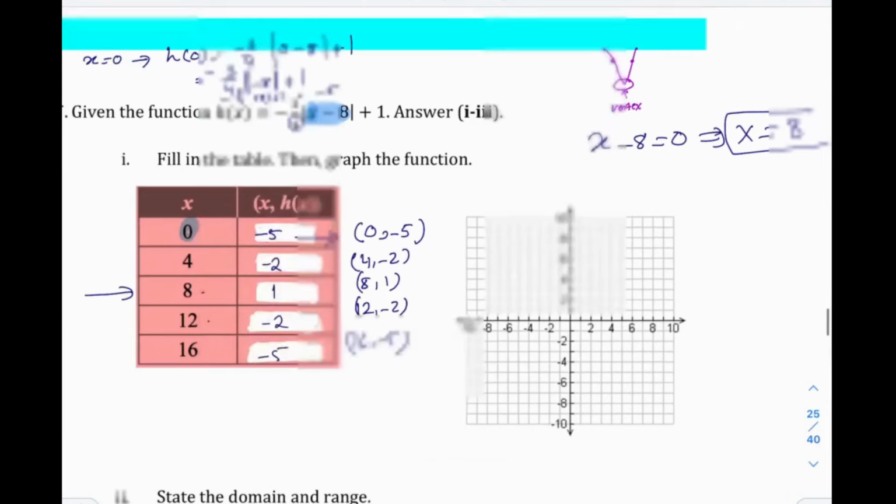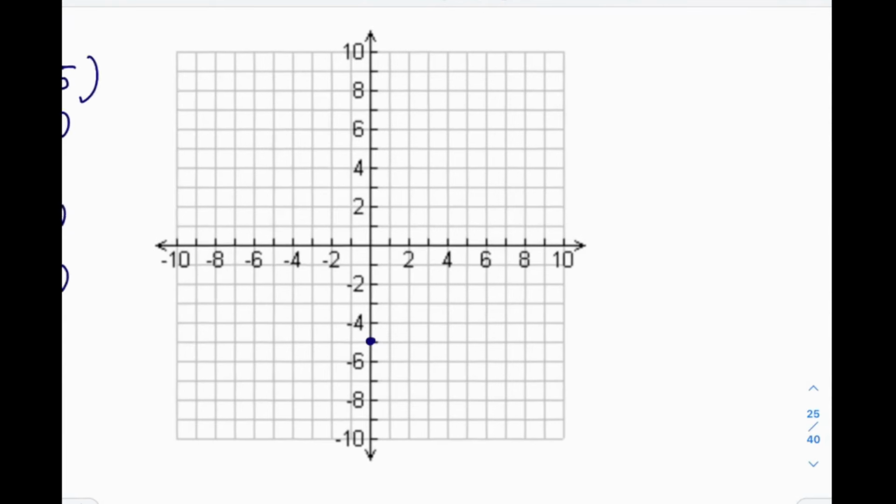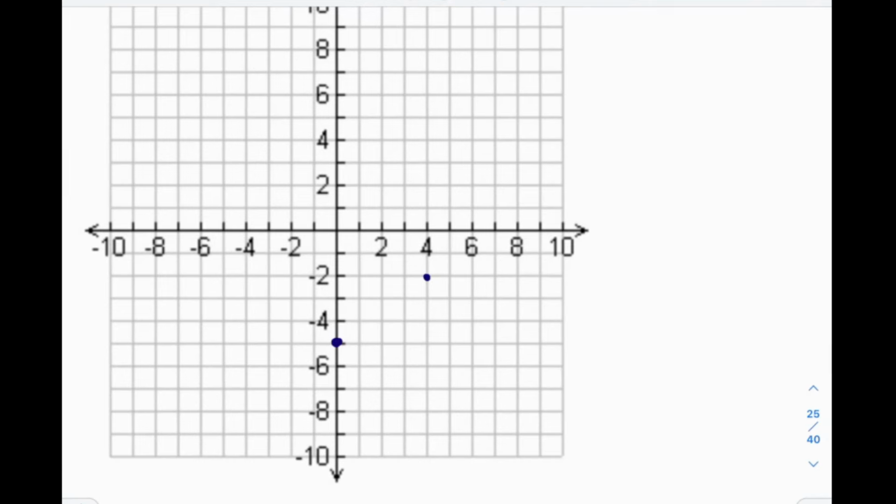Then we will plot the points. 0 and negative 5 will be here. 4 and negative 2. 8 and 1. Then we have 12 and negative 2. This is somewhere here, negative 2 here. The graph should be looking symmetric, of course. So if you continue graphing, it will look something like this. Okay, trying to be accurate as much as we can.